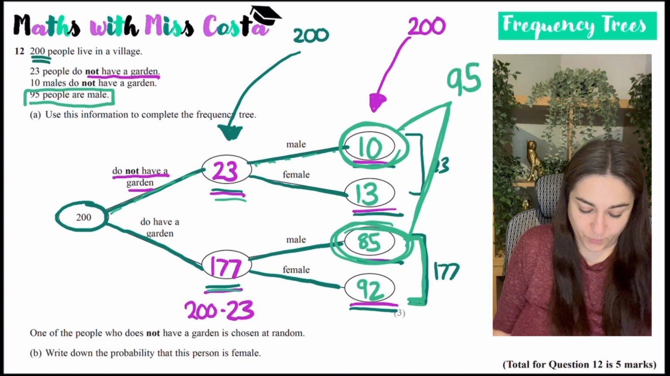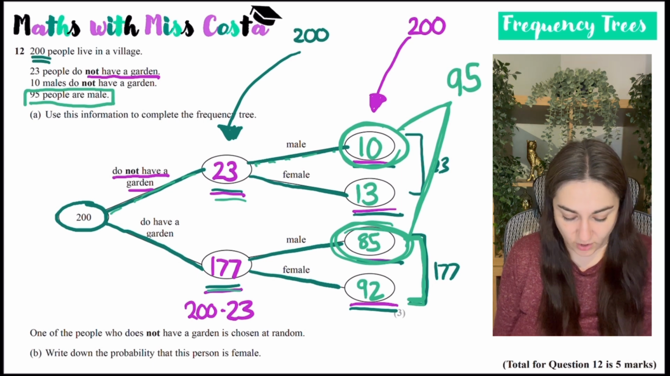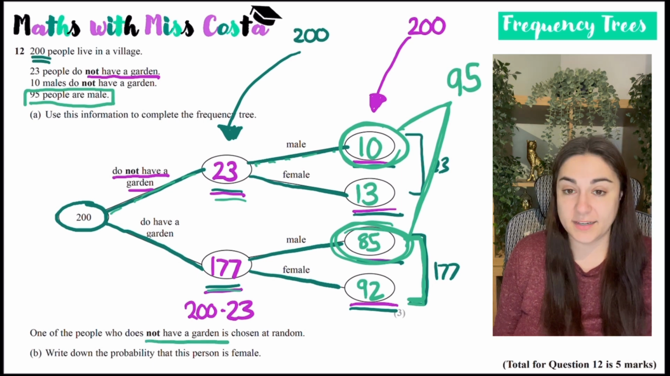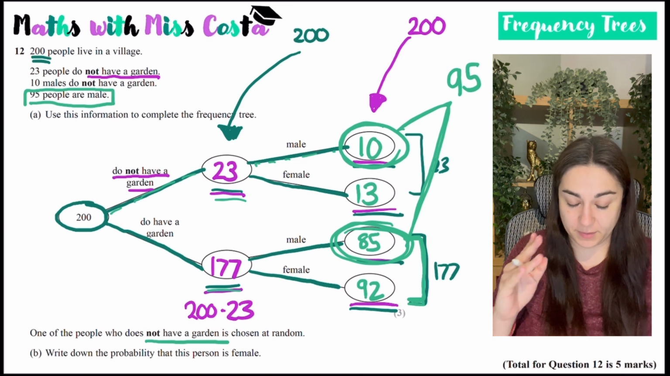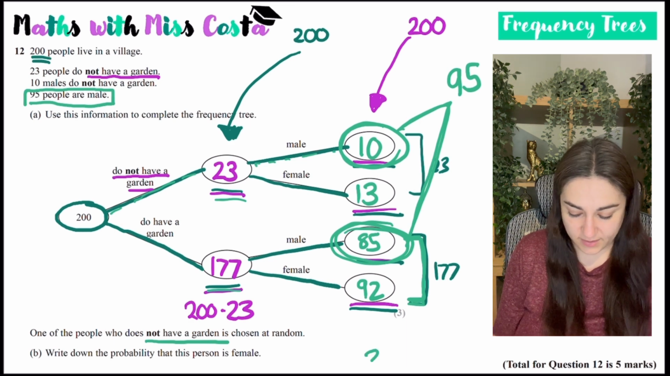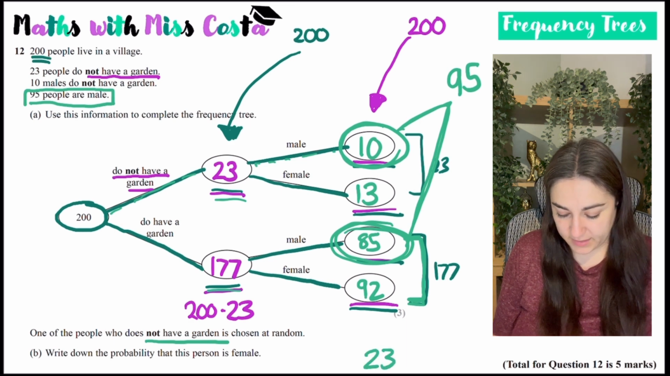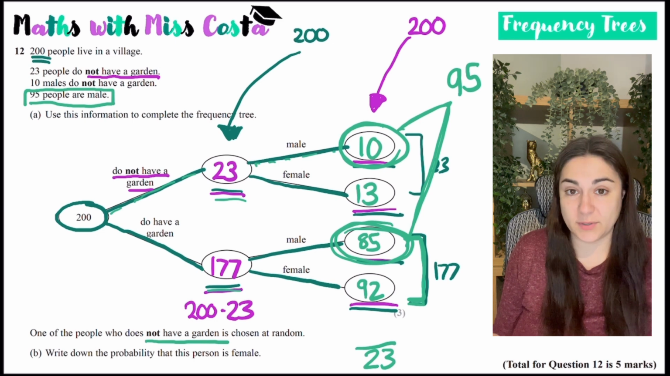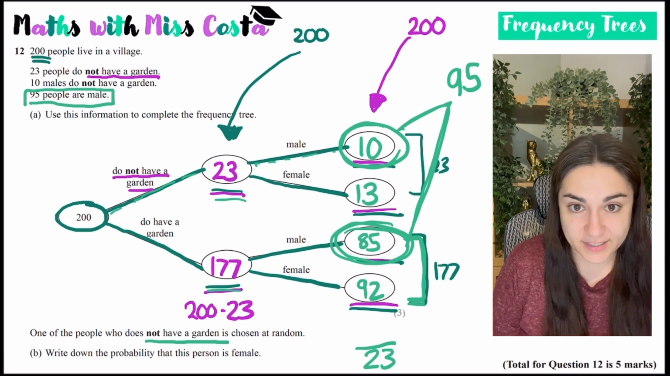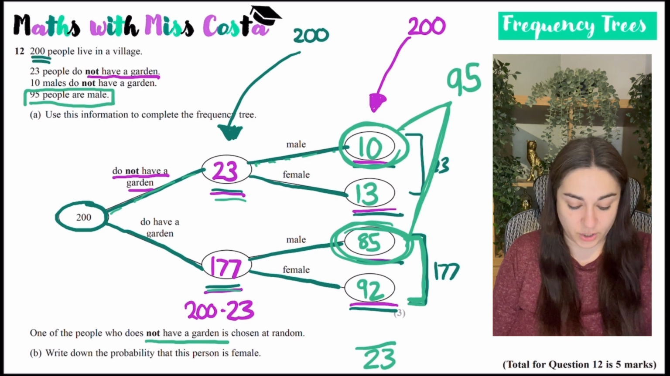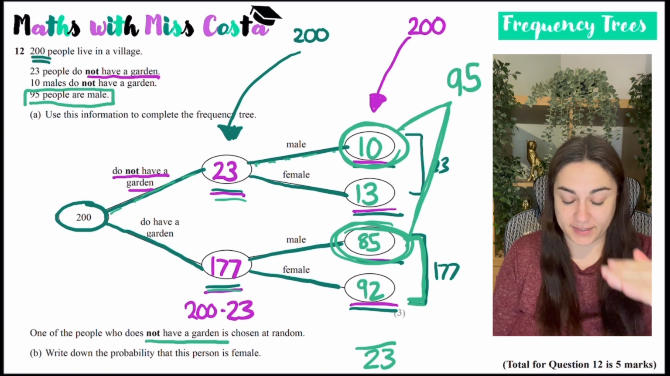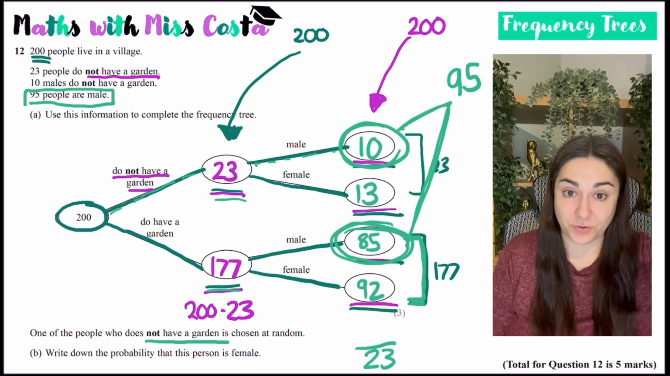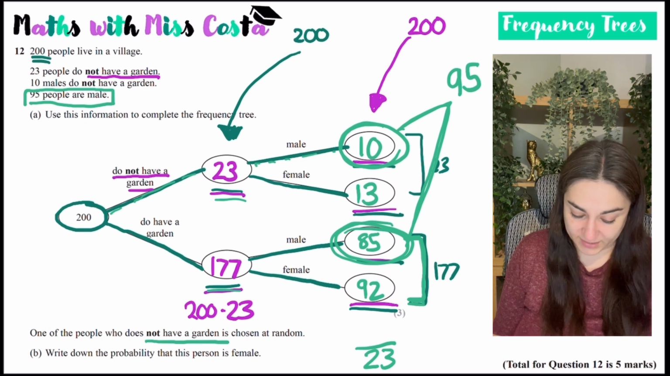Then it says, one of the people who does not have a garden is chosen at random. So how many people do not have a garden? 23. So that's going to be my total, because it's not saying one of the people in the village, it's saying one of the people who does not have a garden is chosen at random. So that's how you decide what your denominator is. It's going to be out of 23.